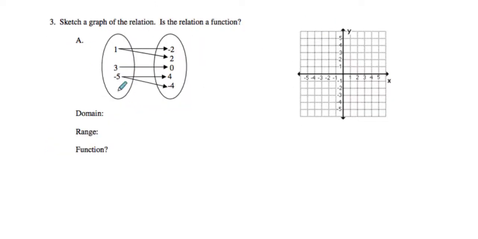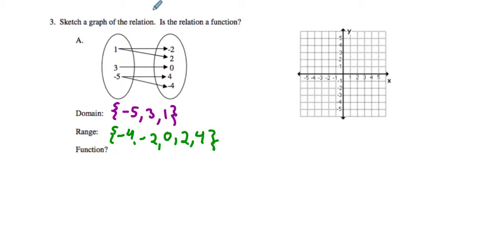Number 3, we're given the mapping. We're asked to find the domain. So just write it in increasing order: -5, 3, and 1. The range, and write it in increasing order: -4, -2, 0, 2, 4. Is it a function or not? Well, I can look here at the 0 and the 1 and -5 to see no, it's not a function.